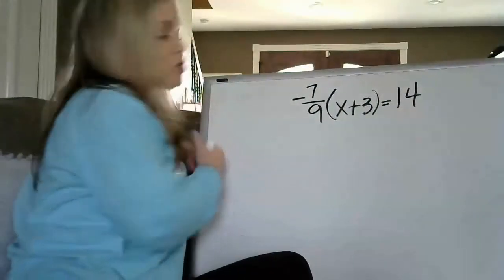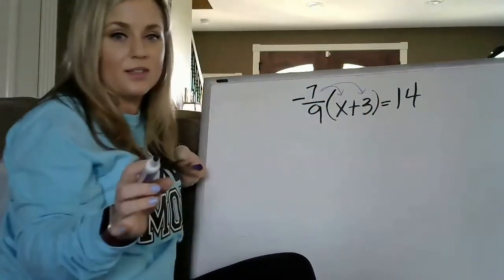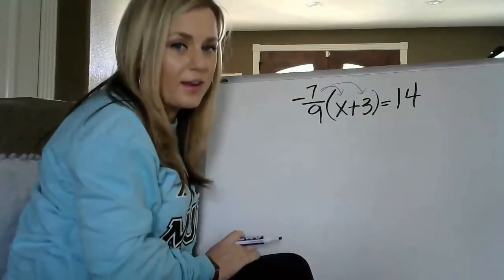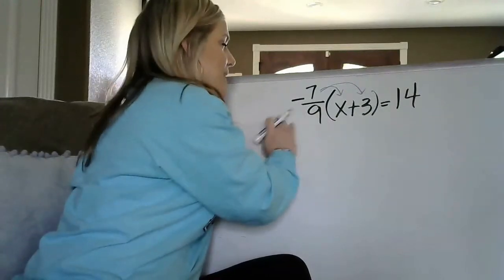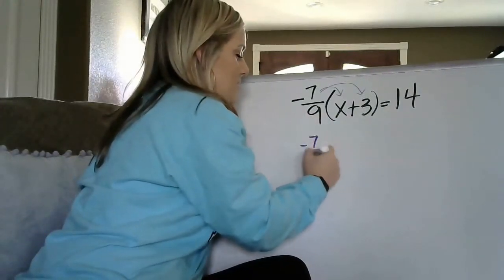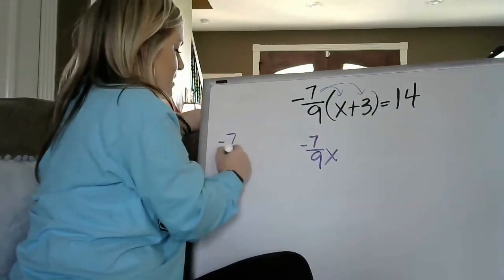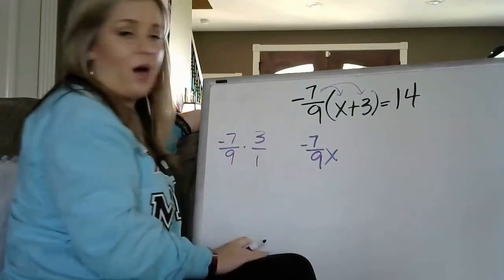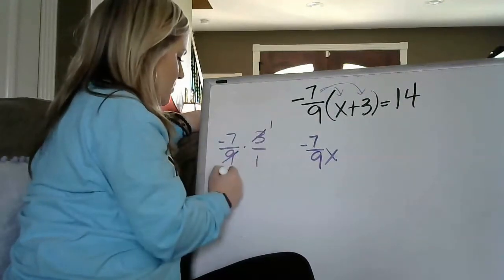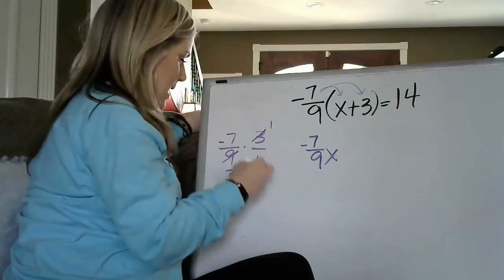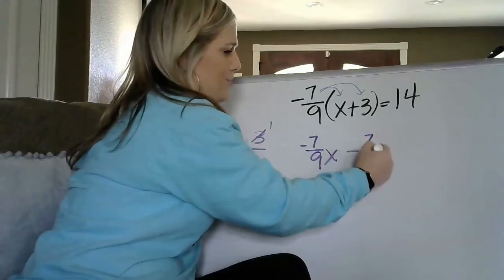All right, so I'm going to distribute my negative 7/9 to everything inside the parentheses. Hopefully you're pausing this and trying this on your own. If not, it's okay, but you need to try it on your own first. Negative 7/9 times x is negative 7/9 x. That's easy. Now I'm going to do negative 7/9 times 3 over 1 over here on the side. I can cross reduce, and that becomes 1, and this becomes 3. So it's going to be minus 7/3.